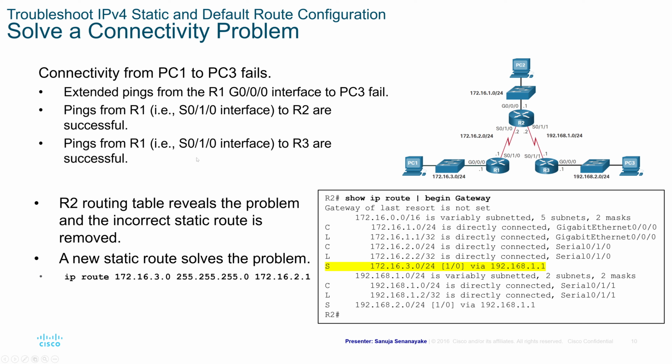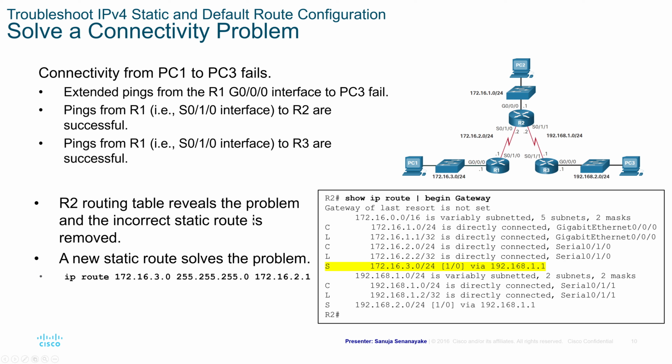The pings from R1 to R3 are successful. So if you ping from here to here, that's okay. For example, if you ping from G0/0 to S0/1/0, it's going to be fine. So R1 can reach R2 as well as R3. I believe this is a typo. It should actually say S0/1/1, not S0/0. For example, this interface S0/1/1 means R1 can reach R3 as well.